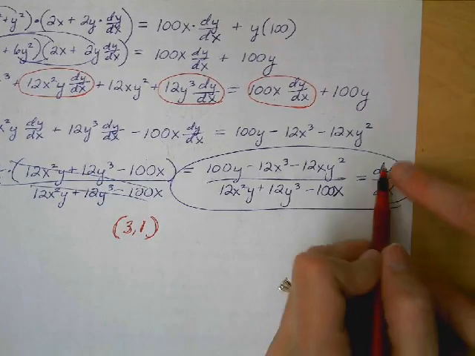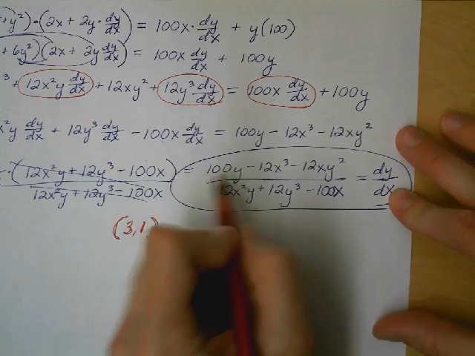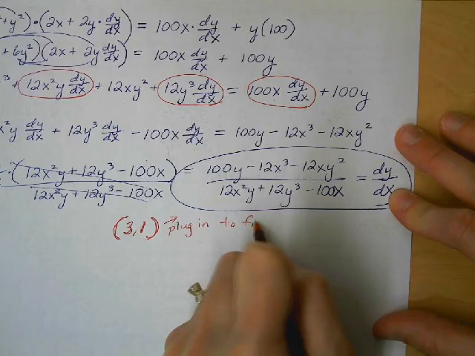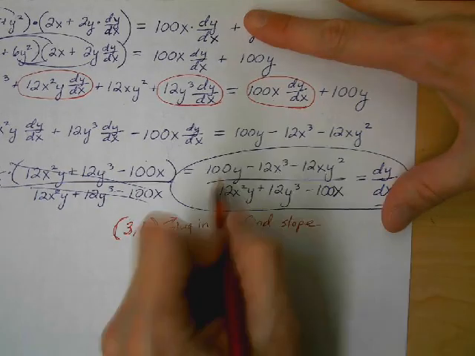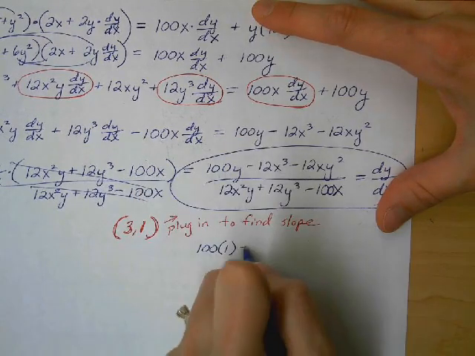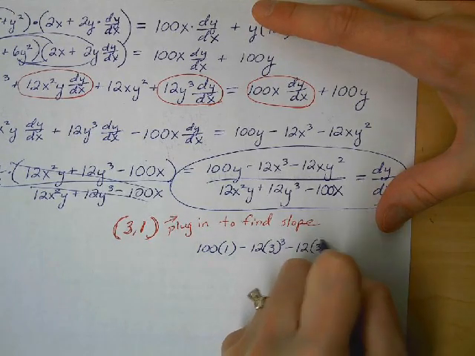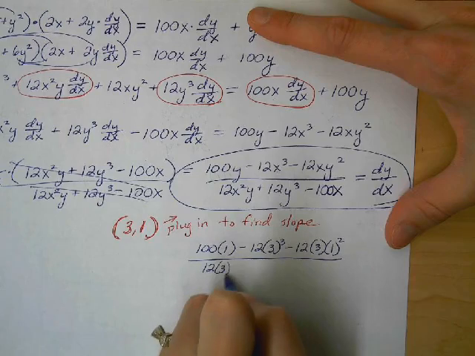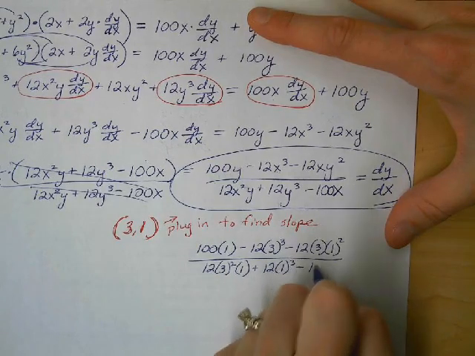What are you finding? What's dy dx mean? The slope. Yeah, that will give you the slope. So if you plug these in, then you'll find the slope. So that's, you know, we get there, but you can see they're quite time consuming. So we have 100 times 1 minus 12 times 3 to the third minus 12 times 3 times 1 squared, and then 12 times 3 squared times 1 plus 12 times 1 to the third minus 100 times 3.